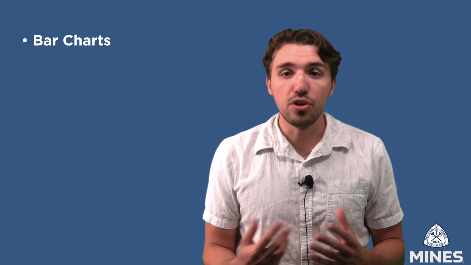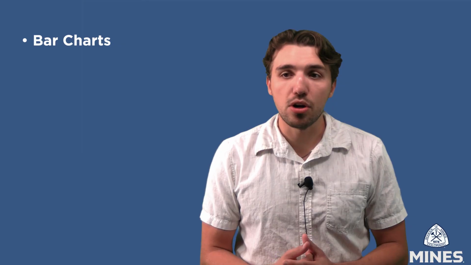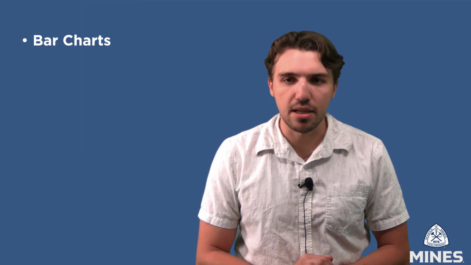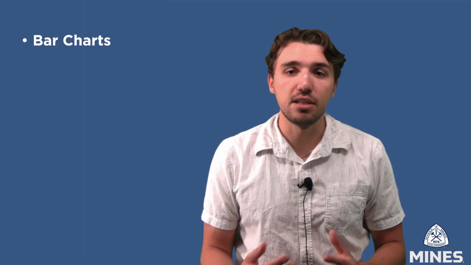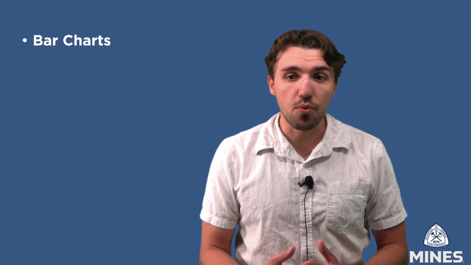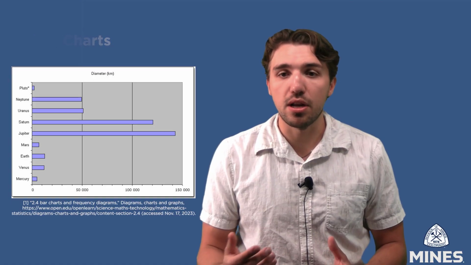Bar charts are useful when comparing quantities across different categories, as the length of each bar corresponds directly to the value it represents. For instance, imagine you were trying to compare the diameters of different planets in the solar system. A bar chart would work best as it would display the diameter of each planet compared against one another.